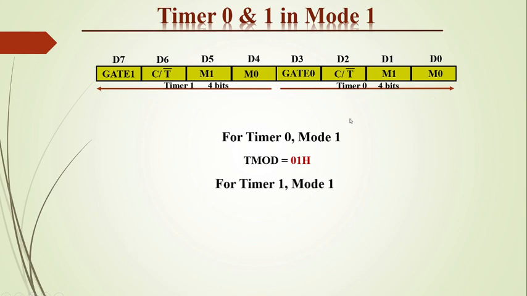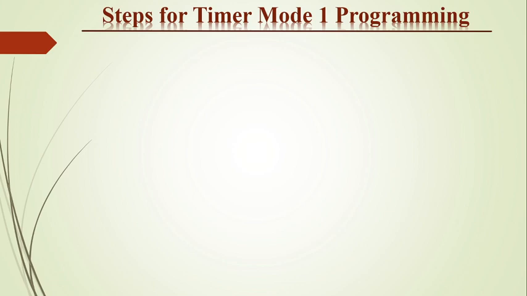For timer 1 in mode 1, we have to use the upper 4 bits of this T-mode register. So here we are making these bits M1 and M0 for timer 1 equal to 0, 1 to select this timer into mode 1. The lower 4 bits for timer 0 are 0, 0. As we are using timer 1, we are just configuring the upper 4 bits. So we have to move the value 10H into T-mode. This 0, 0, 0, 1 is 1, and the lower 4 bits represent 0. So that is 10H.